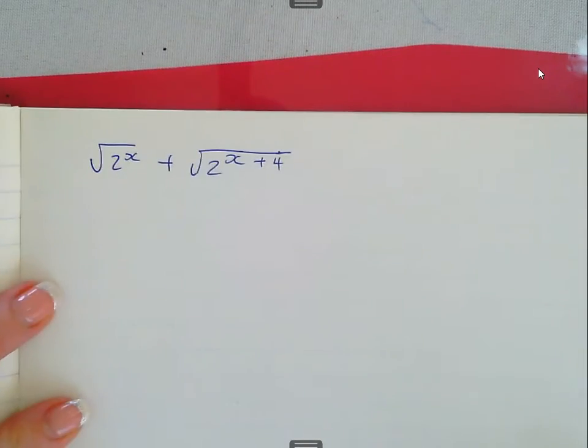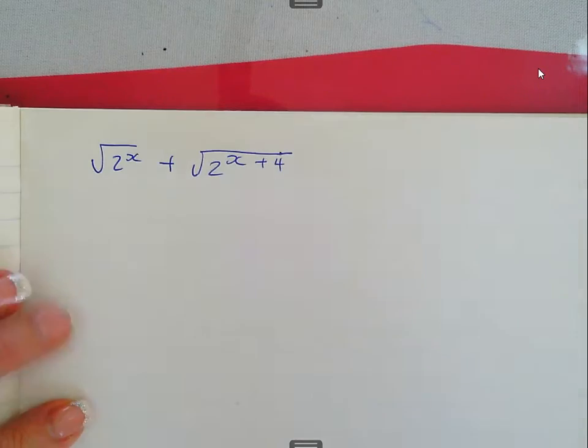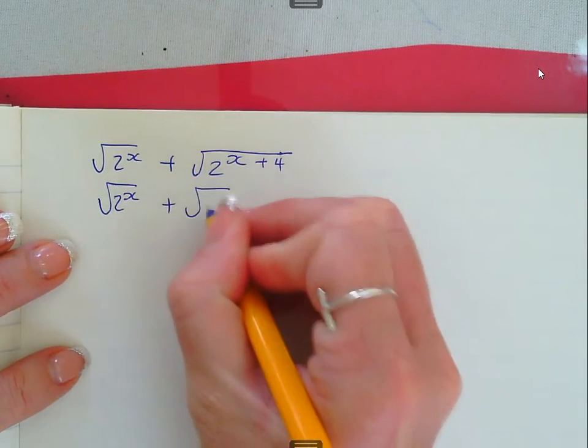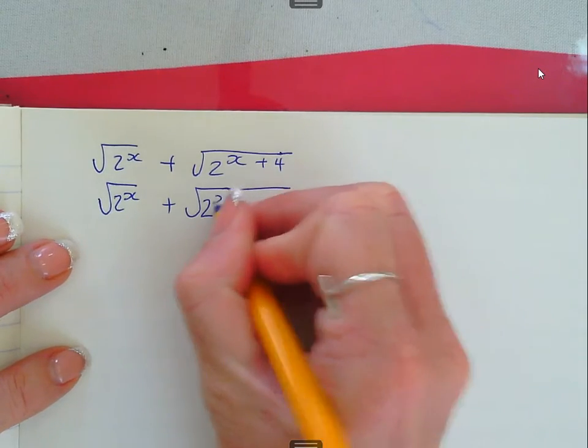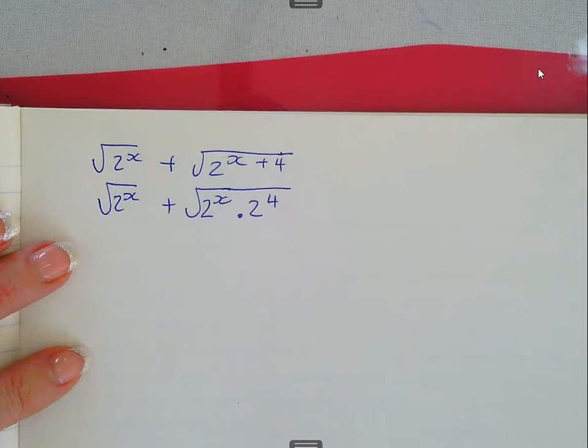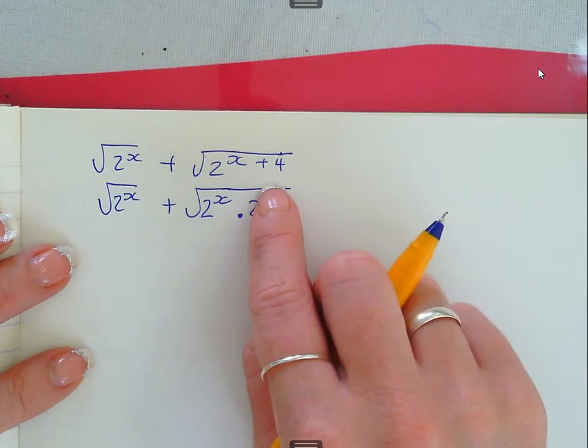Okay, what you could have done as well is you could have kept it in surd form. Then it's root 2 to the power of x plus 2 to the power of x times 2 to the power of 4. Do you understand what I did there? Okay, I just gave that exponent its own base.